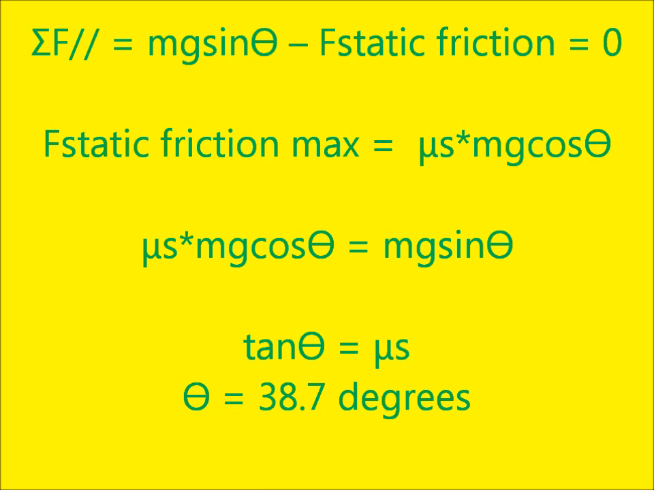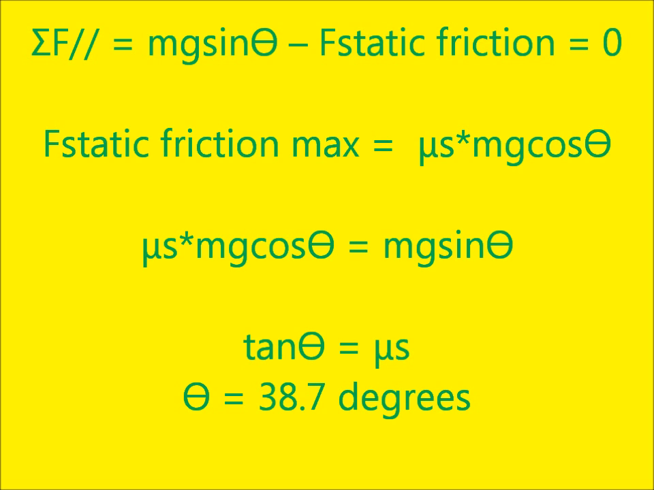We'll cross out the mg on both sides, and then we'll divide sine theta by cosine theta, which, if you remember from some math class at some point, is equal to tangent of theta. So we're left with tan theta equals mu sub s, and taking the inverse of that gives us theta equal to 38.7 degrees.